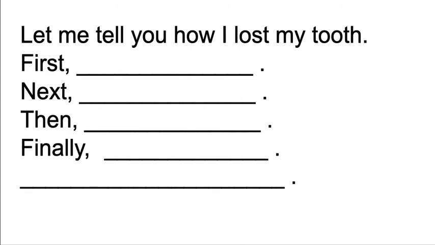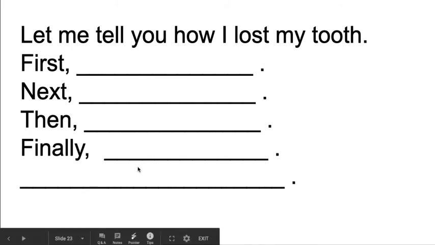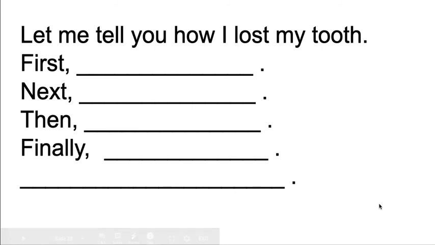So the final draft shouldn't have any errors in it. It should have capitals in the beginning, periods or exclamations or question marks at the end. The signal words should have commas. There shouldn't really be any spelling mistakes. And then you draw a picture.